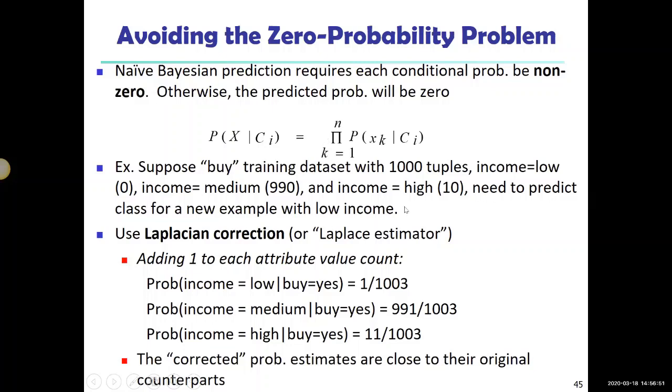In order to avoid this problem, we can use the Laplacian correction, also called the Laplace estimator. The idea is very, very simple: just add one. We just need to have a very small probability value to make sure this term is not 0. Because income has 3 levels, we need to add 3 to the denominator, so they add up together to be 1. So this is a way to avoid having 0 probability computation in naive Bayesian.